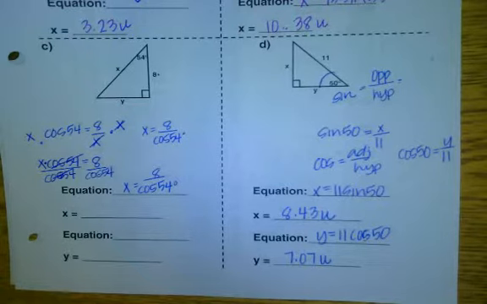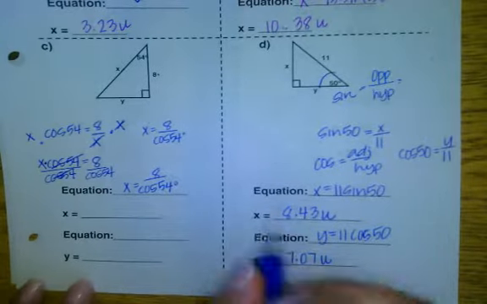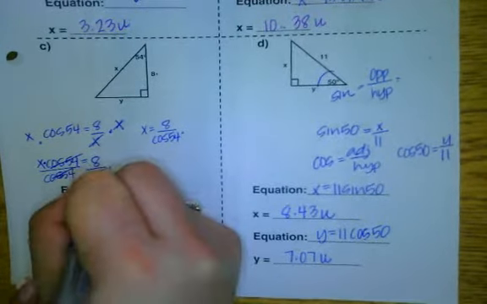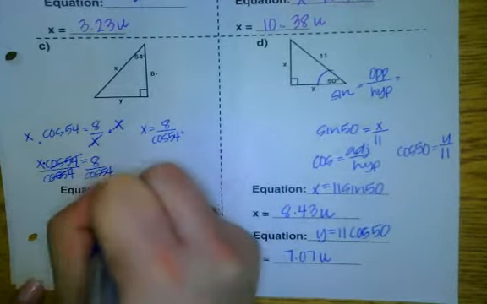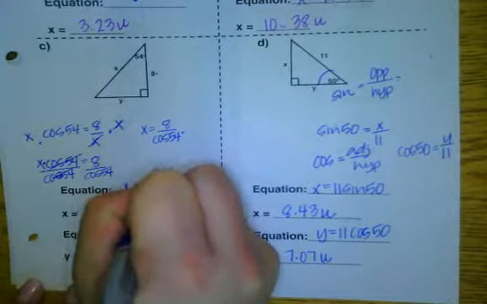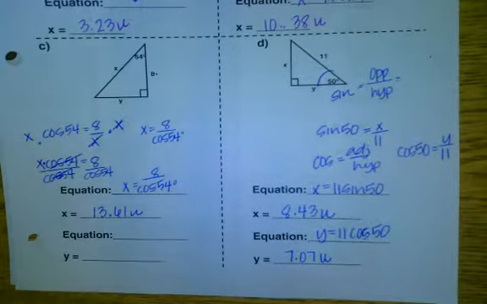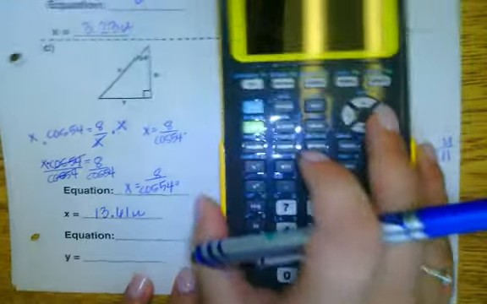What do you get for 8 divided by cosine of 54? 13.61 units. If you don't know how to divide it, it's just typing it in: 8 divided by cosine of 54.